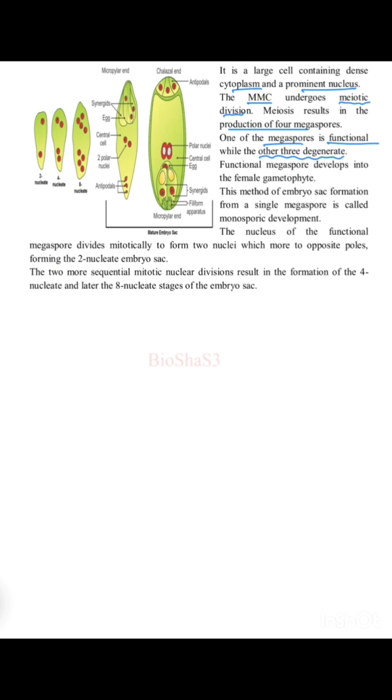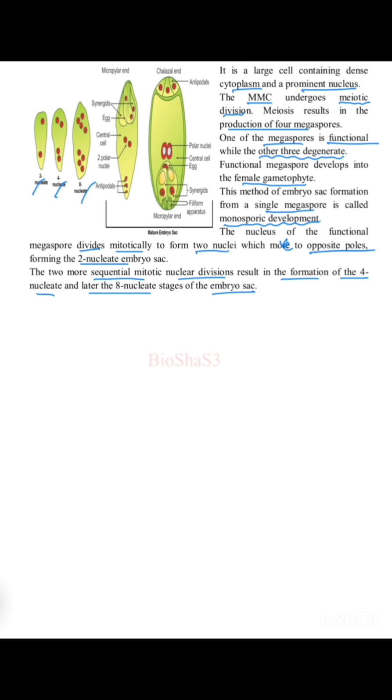The functional megaspore develops into the female gametophyte. This method of embryo sac formation from a single megaspore is called monosporic development. You can see the 1 megaspore is forming the embryo sac. The nucleus of the functional megaspore divides mitotically to form 2 nuclei which move to opposite poles, forming the 2 nucleate embryo sac. The 2 more sequential mitotic nuclear divisions result in the formation of the 4 nucleate and later the 8 nucleate stages of the embryo sac. You can see the 2 nucleate stage, 4 nucleate stage, 8 nucleate stage.